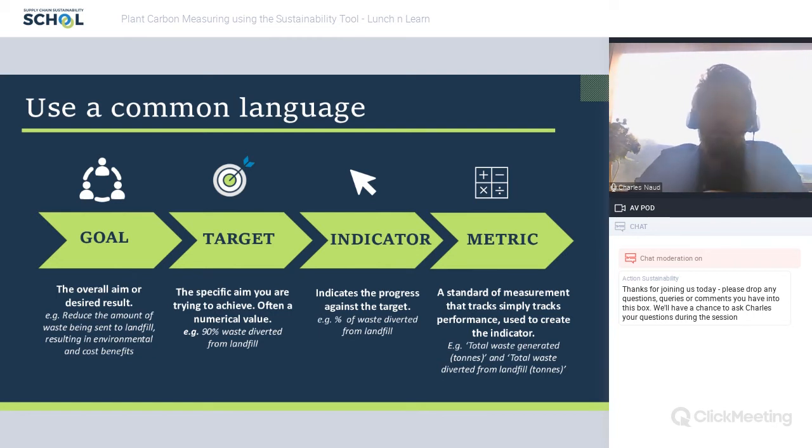So as an organization, when you put together your performance management plans, try to have each goal have at least one target, if not more than one. And then for each target, you have an indicator. And then for each indicator, you have one or several metrics that enable you to report that. And then within the metrics, you might break those down into more granular data, just so that you can analyze the data more efficiently later on.